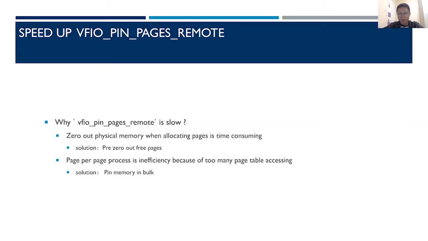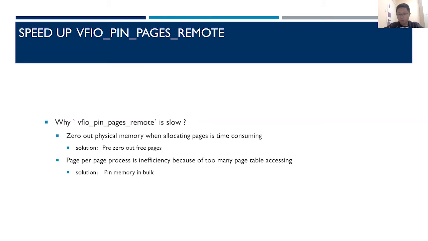For VFIO pin pages remote, there are two main issues that make it slow. The first one is the zero-out operation, which is required when allocating pages for user space. Zeroing out page content will make sure sensitive information is invisible to user space, because a page allocated may have been used by another process of the kernel and may have sensitive information retained.